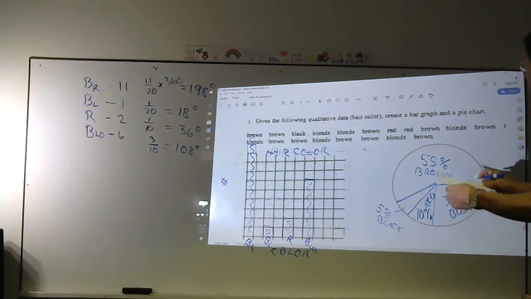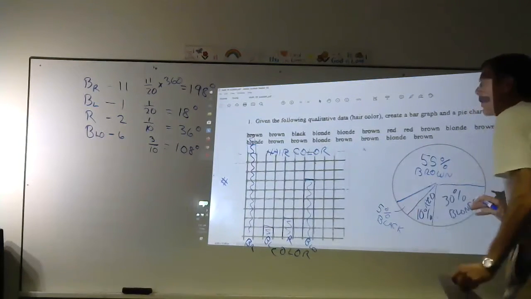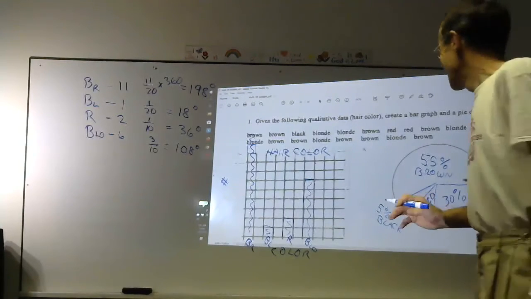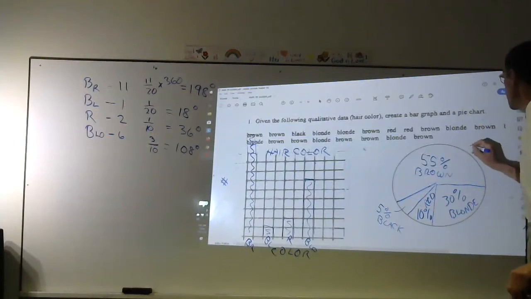Okay? Just for kicks, I'm going to measure and see how close I came to 108. Well, it's close, right? It's close. You'll be able to do much better. There is your pie chart for hair color.